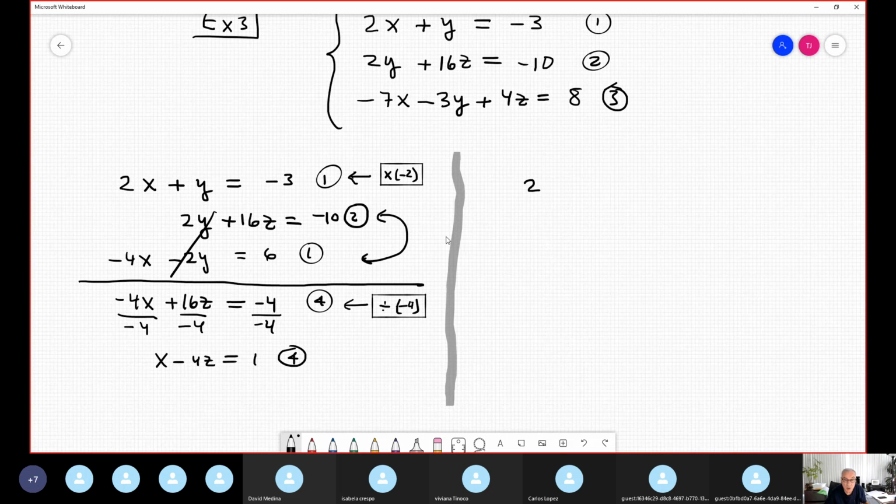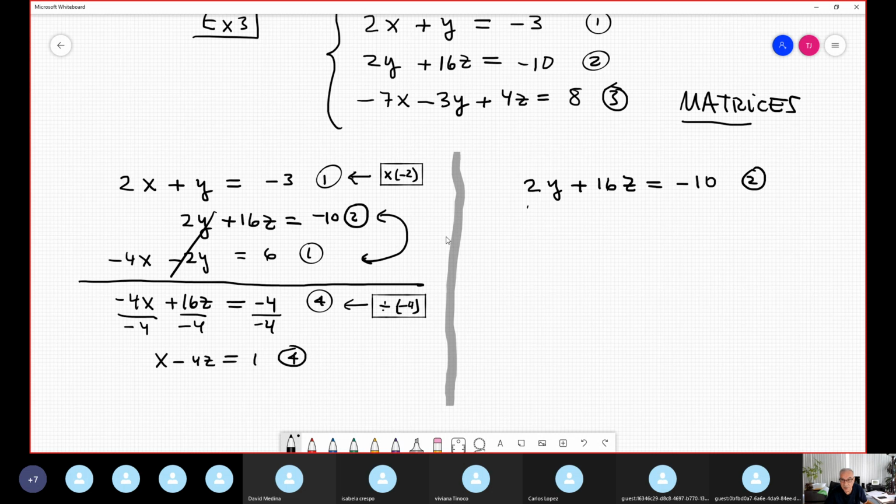Suppose I copy 2y plus 16z equals minus 10. This is equation 2. I try to line up using the verb, but this is the reason, guys, that mathematicians created matrices. Matrices are fantastic, because a matrix is an array of numbers, so you put in lines and columns, but we will see that another day. Okay, now negative 7x minus 3y, I just copy, plus 4z equals positive 8.